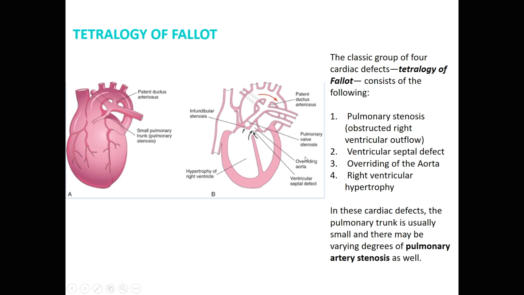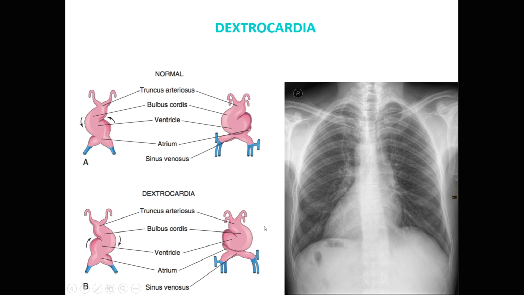And so that's going to be your Tetralogy of Fallot. Another condition is known as Dextrocardia or situs inversus. Dextrocardia, specific for the heart, is when your heart actually folds in a different direction.